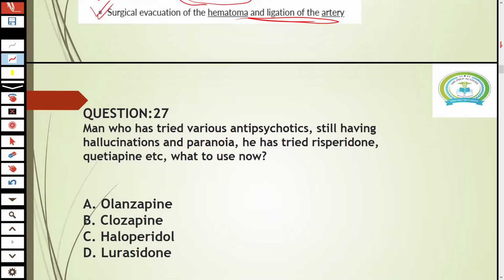Okay. Next question is regarding schizophrenia. A man who has tried various antipsychotics is still having hallucinations and paranoia. He has tried risperidone, quetiapine. What to use now?